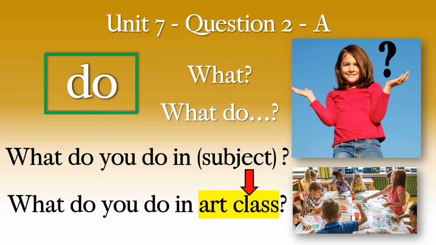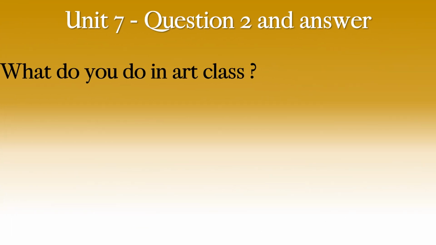Okay. Now, look at this question. We have do and do. What do you? What do you? Now we say do here because we are using the word you. And then do number 2 we use because we are asking about the action. What do you do in art class? So let's look at the answer. Here's our question. What do you do in art class? Now let's look at the answer.